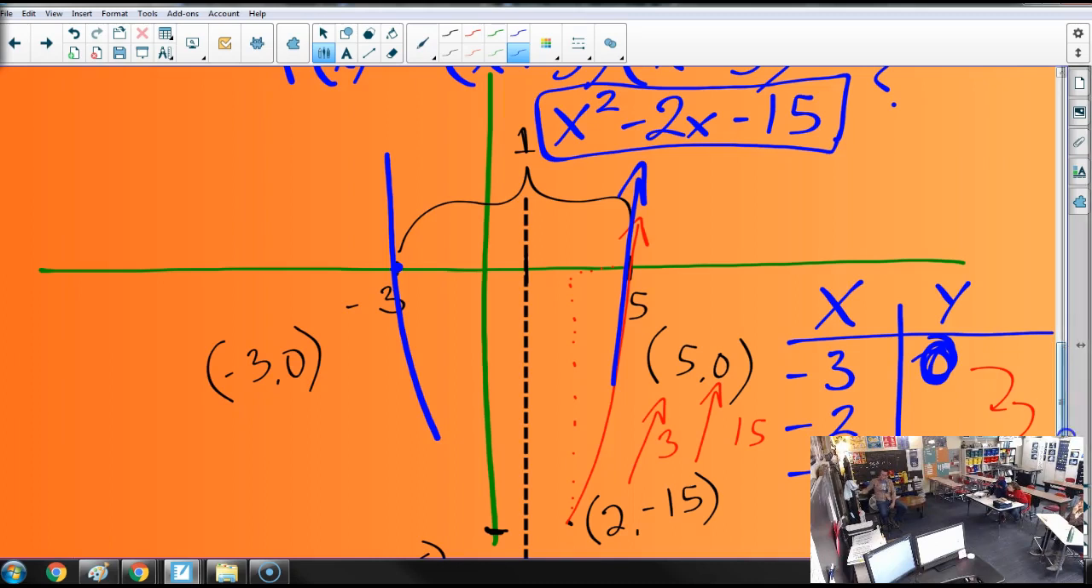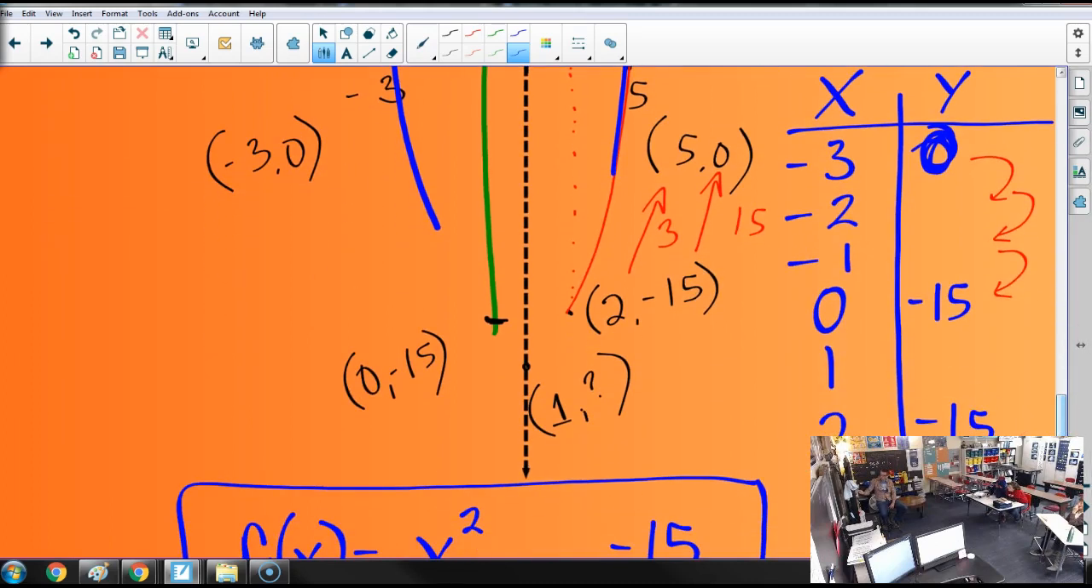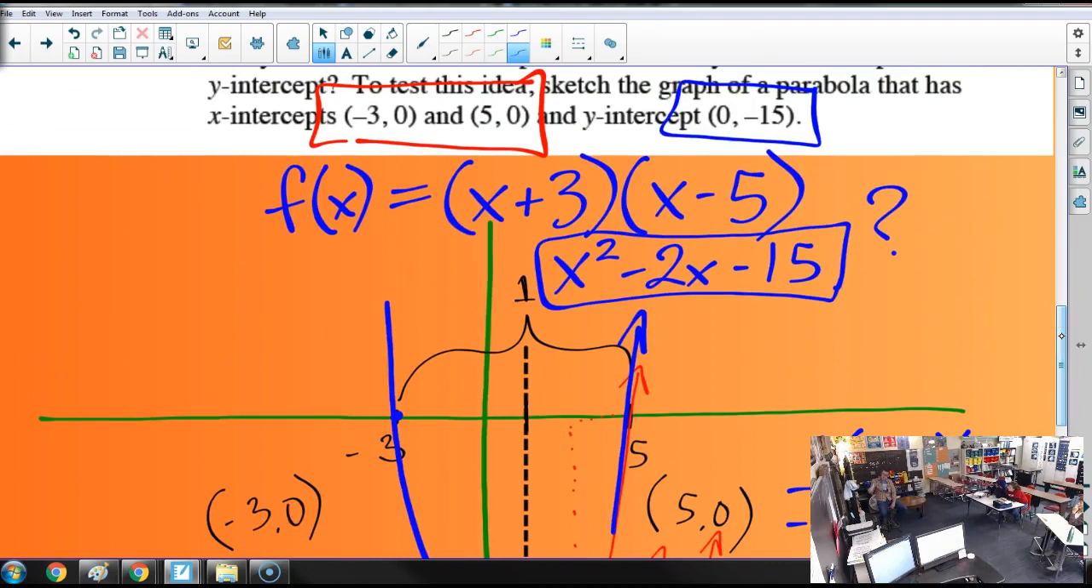Okay. Wait, what about 2 to get negative 15? 2 squared is 4. Minus 4 is 0. This is working. Wow. It is cool. Because we had no clue how to derive this.